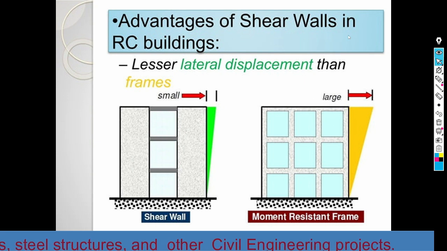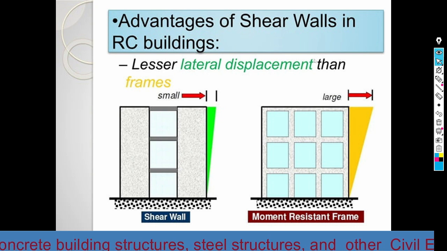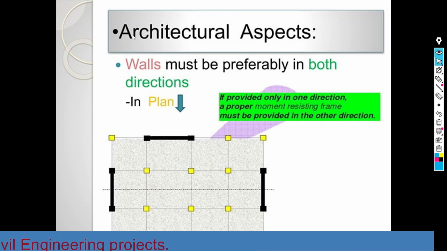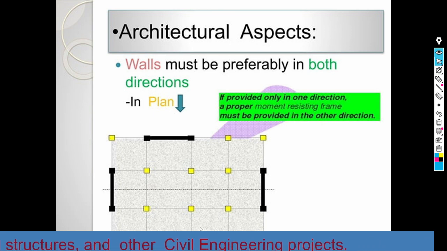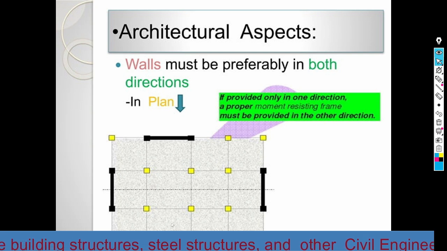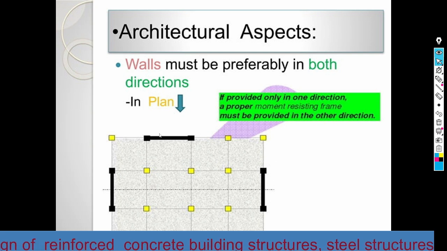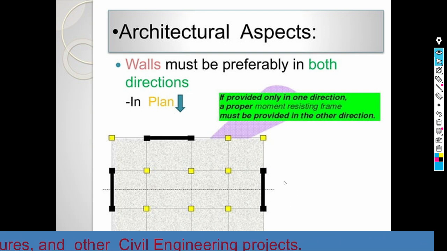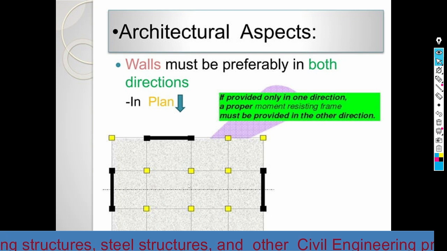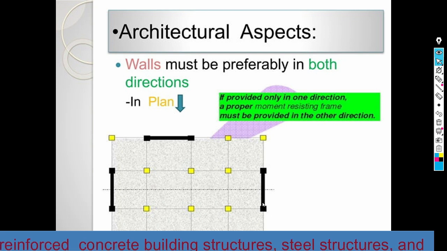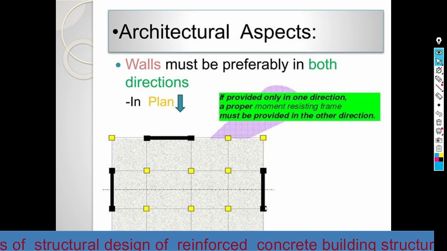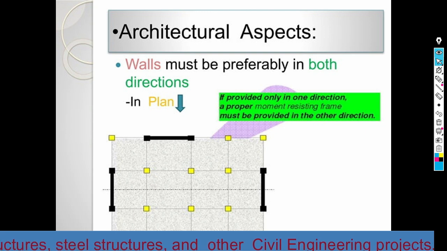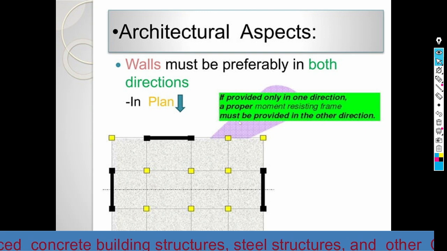So the main purpose of the shear wall is to reduce the lateral displacements. And according to the architectural aspect, when we see the location of the shear wall, it is preferable to locate the shear walls at the exterior boundary of the structure instead of just locating them at the interior portion of the structure. This is just to increase the lateral stiffness and the torsional resistance of the structures.